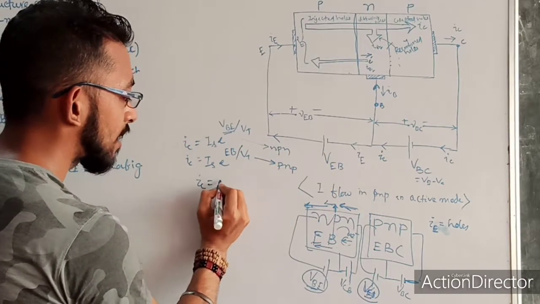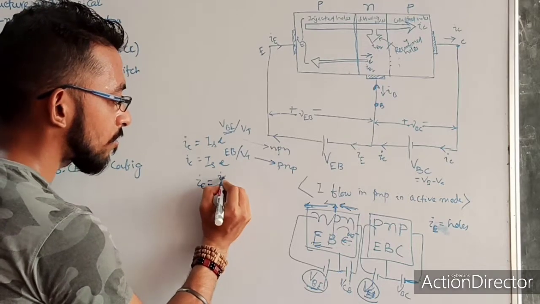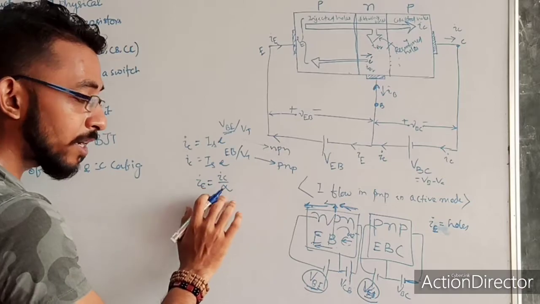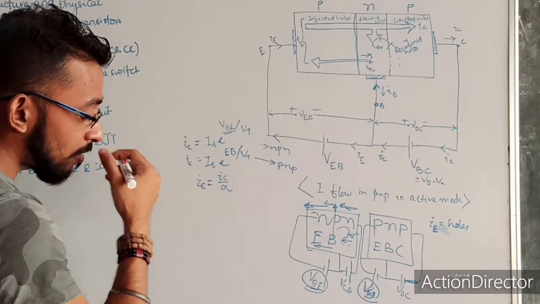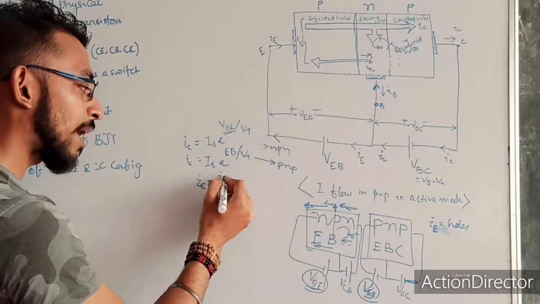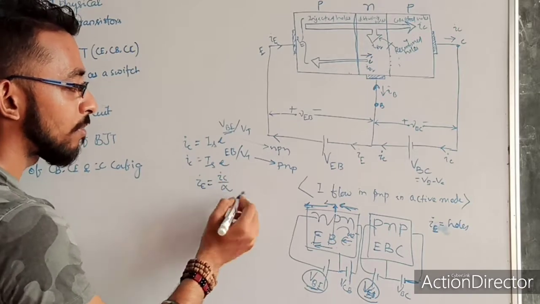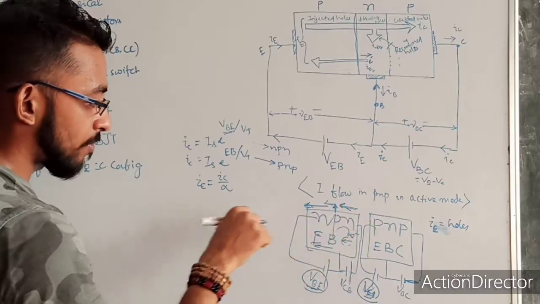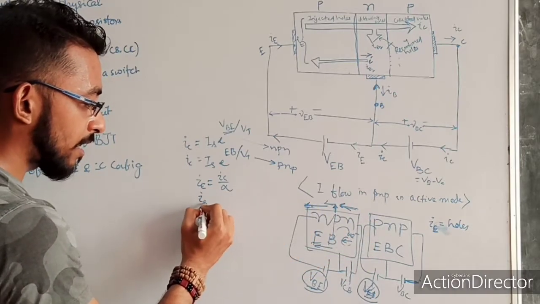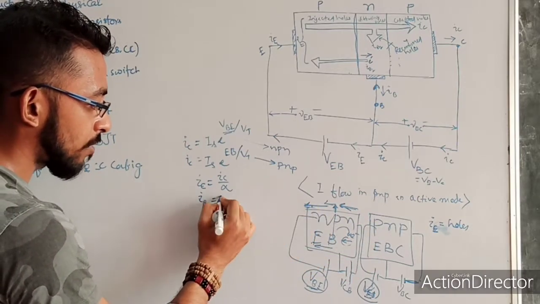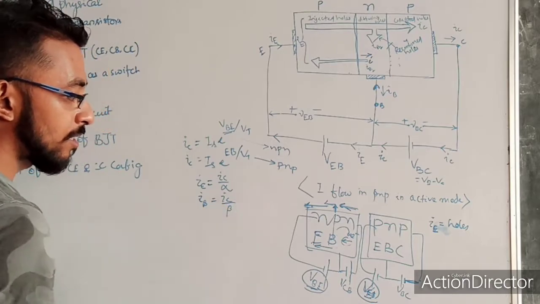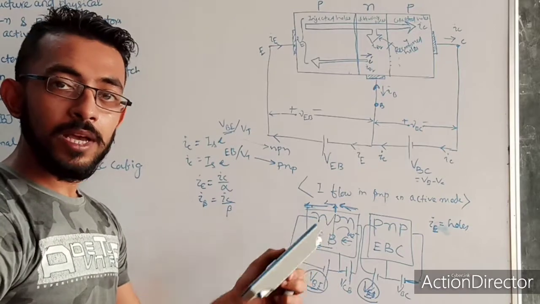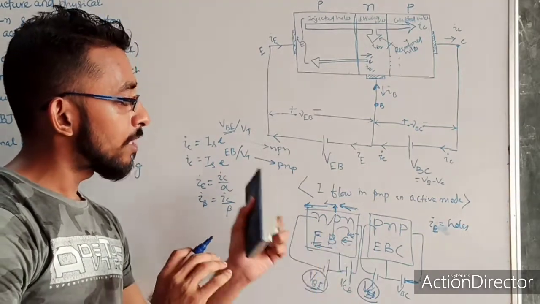Second, my IE is nothing but IC upon alpha. Alpha is the common base current gain. So here also it is the same. My IE will be the same, IC upon alpha. Everything will be the same. For PNP, similarly, this current equation is also satisfied, IC upon beta. Everything that was present in NPN will be the same for this PNP, that is, the current equations.